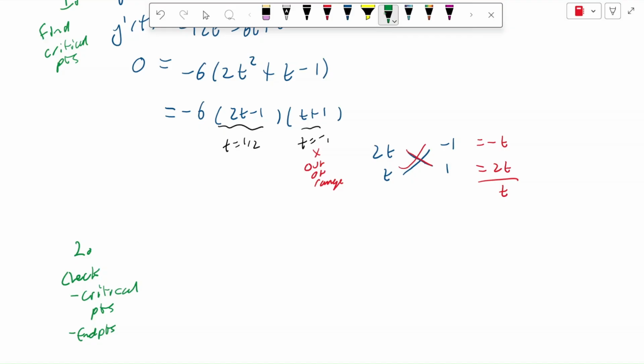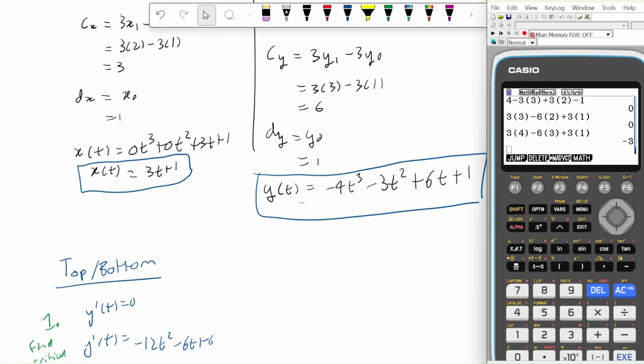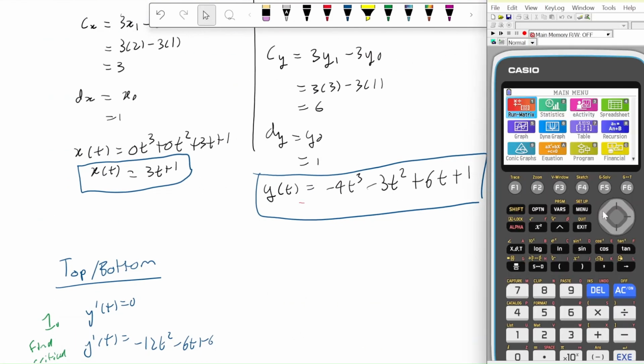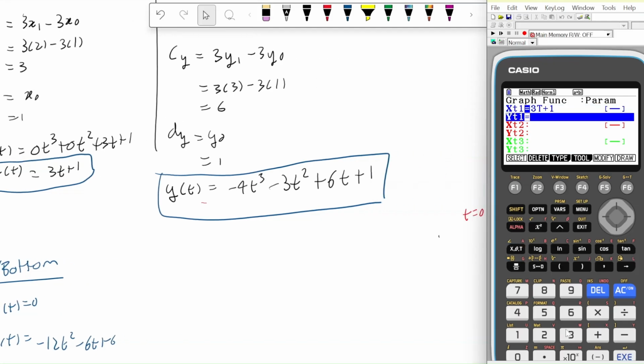Okay, so what I might actually do is graph this Bezier curve in a calculator. Just as a reminder of how to do that, you go into graph and clear out whatever you've got in there. Set it to parametric mode, and we're going to go 3t plus 1. The x button now does t for us in parametric mode. And minus 4t cubed take 3t squared plus 6t plus 1. You get those both graphed in there.